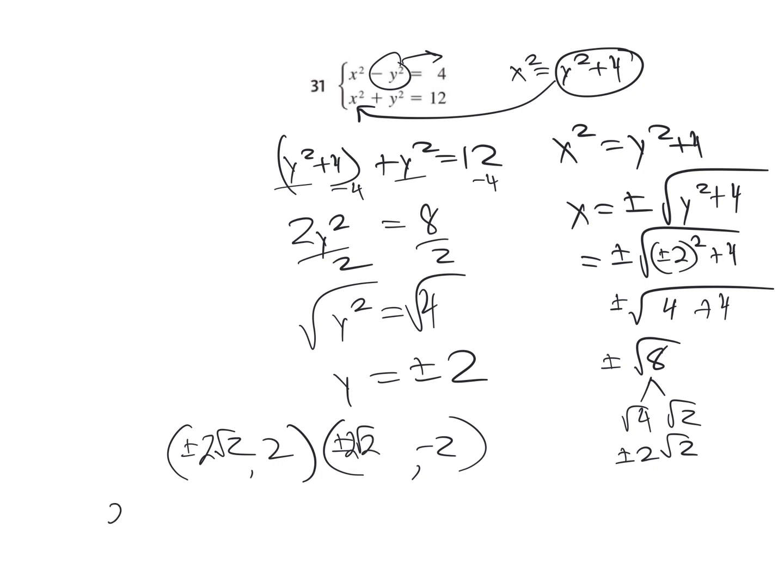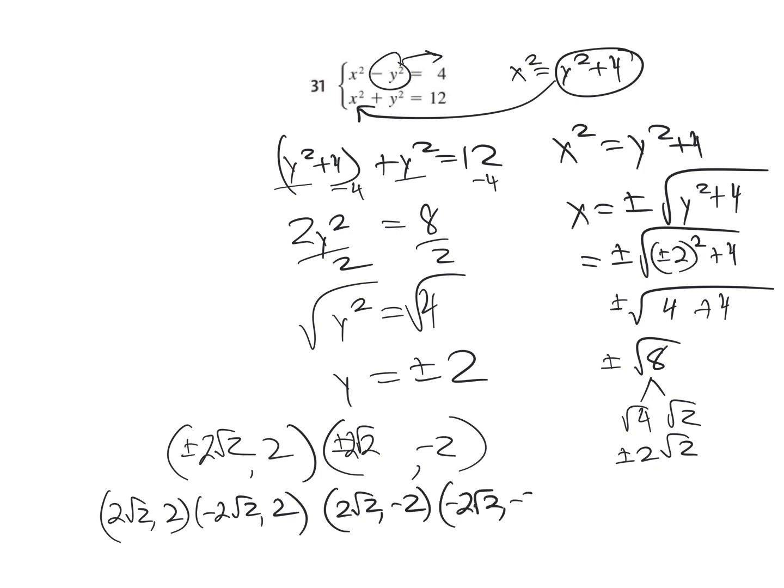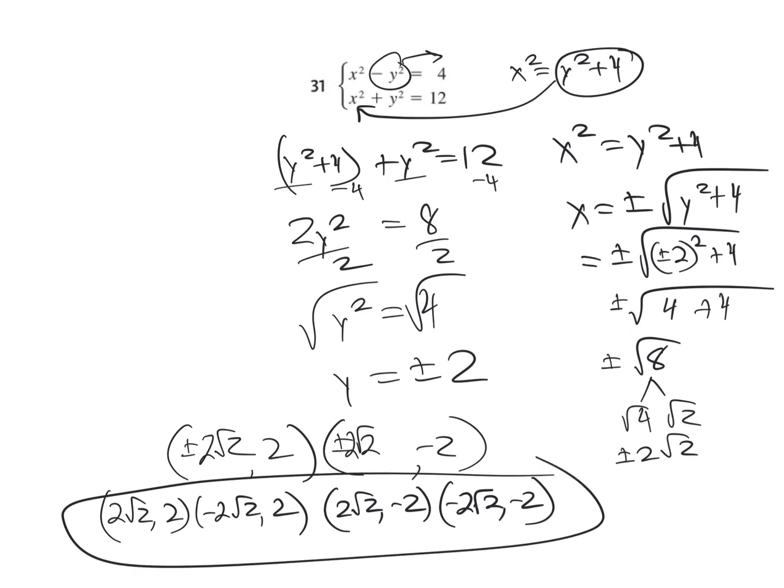So you have a positive 2 square root of 2, 2, and you have a negative 2 square root of 2, 2. Same thing over here, a positive 2 square root of 2, negative 2, and a negative 2 square root of 2, negative 2. Those are all your answers. And the ugly one here, this should be your last one.